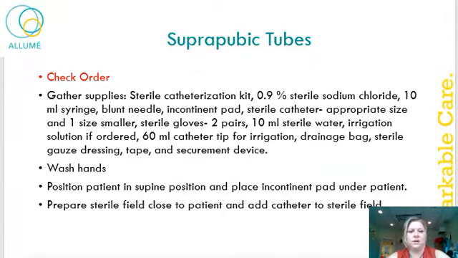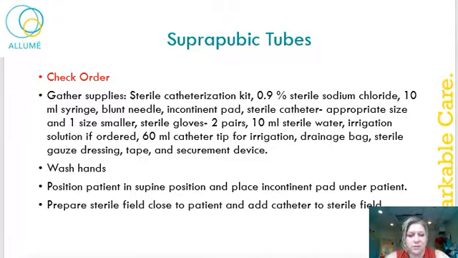Suprapubic tubes. Check your orders and gather your supplies: sterile catheterization kit, normal saline, a 10 milliliter syringe, a blunt needle, incontinent pad, sterile catheter in the appropriate size and 1 size smaller, 2 pairs of sterile gloves, sterile water, irrigation solution if ordered, 60 milliliter catheter tip syringe for irrigation, drainage bag, sterile gauze dressing, tape, and a securement device.